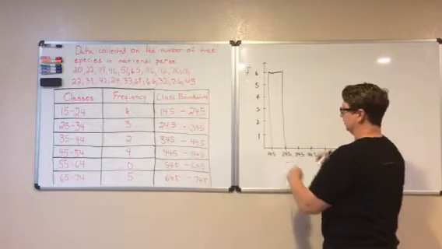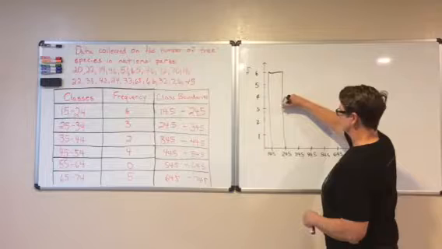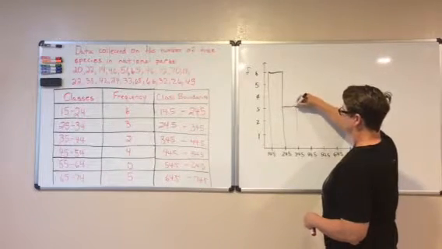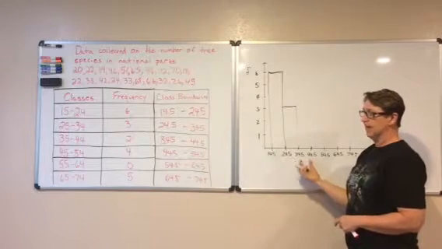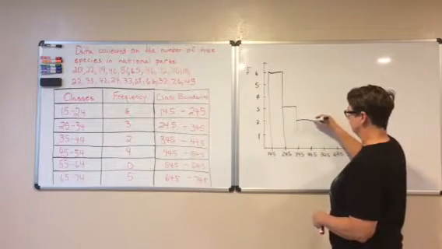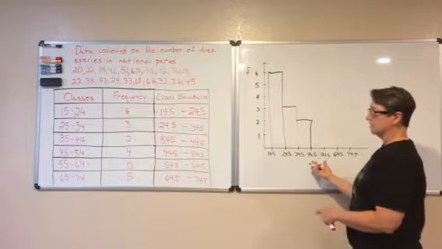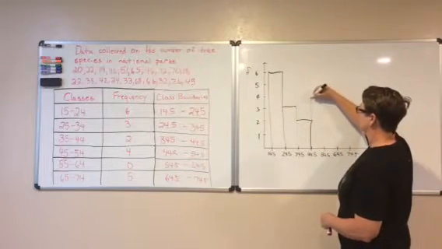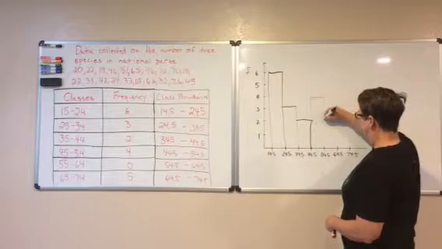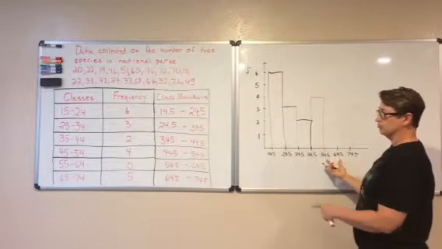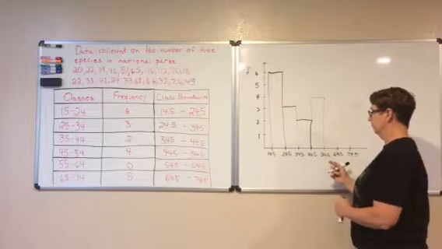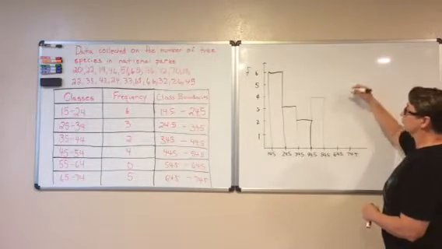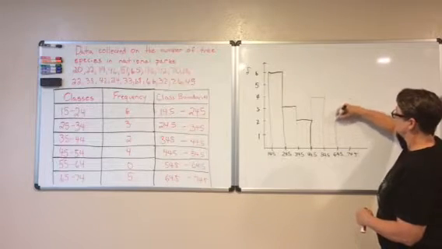So the next bin had 3 observations in it, so I make my bar 3 units high. The next class had 2 observations in it. The next class had 4 observations in it, or 4 data values. The next one had 0 in it, so my bar's flat there. And then this one had 5 observations in it.